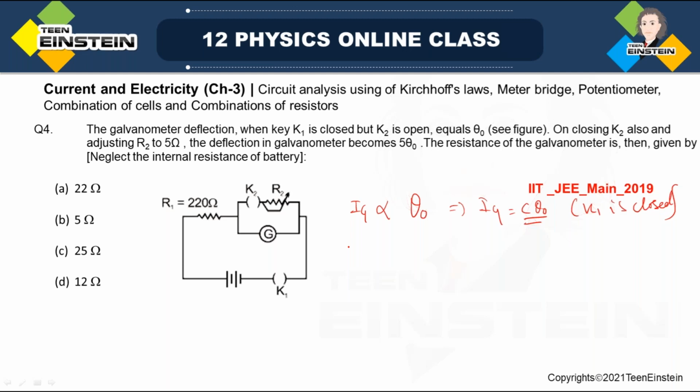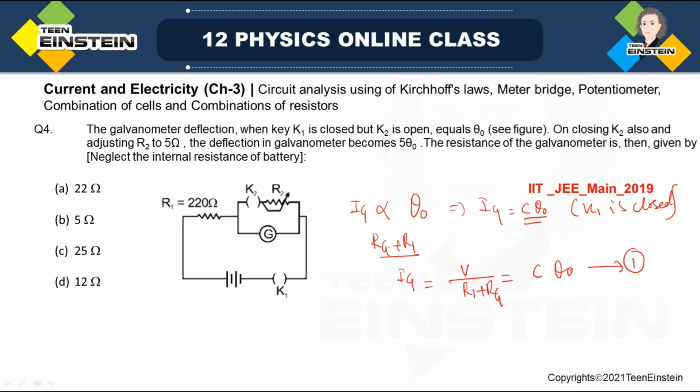Now theta is the deflection of current, as you know. C is the constant of proportionality over here, and K1 is closed and K2 is open. So in this situation, what we have is Rg plus R1. This is the total resistance, or equivalent resistance. So Ig can be written as the voltage of the battery divided by R1 plus Rg. This is equal to C theta 0. Let us say this is equation number 1.